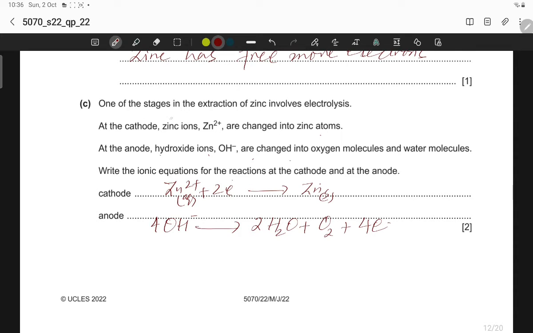So in this question, one of the stages in the extraction of zinc involves electrolysis. When the examiner asks you to write down this reaction, whether it is feasible or not, you are supposed to write down that equation. At the cathode, zinc ions are changed into zinc, just write down the equation. Similarly, at the anode, hydroxide ions change into oxygen molecules and water molecules, so just write down that reaction. In theory we have read that zinc is extracted, but he asked that extraction of zinc involves electrolysis and zinc discharges at the cathode, so just write down the equation.